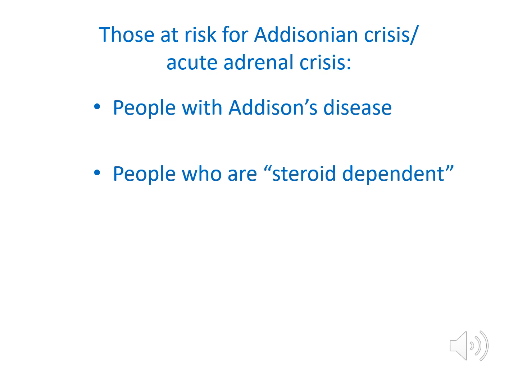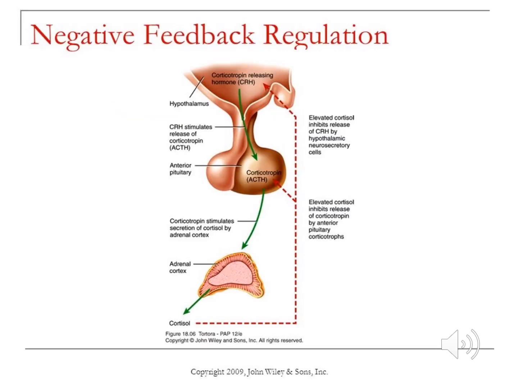The second group of people who are at risk for Addisonian crisis are people who do not have Addison's disease, but who are what we call, quote, steroid dependent. Okay, so you remember that we said that we sometimes put people on synthetic cortisol because it does have anti-inflammatory properties, right? So people with chronic inflammatory disorders like rheumatoid arthritis might be on some fairly high doses of synthetic cortisol.